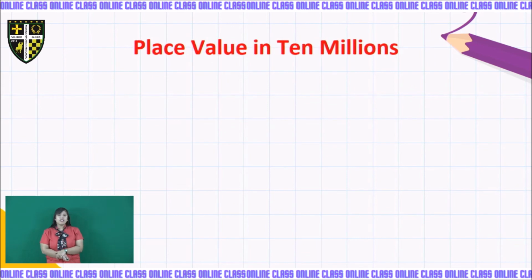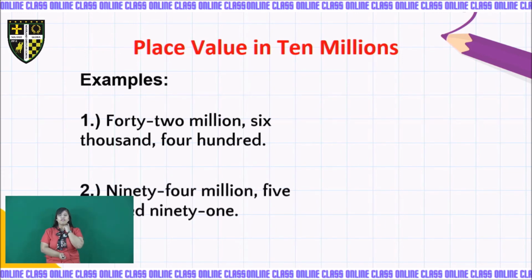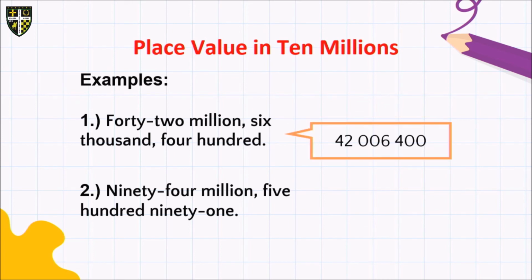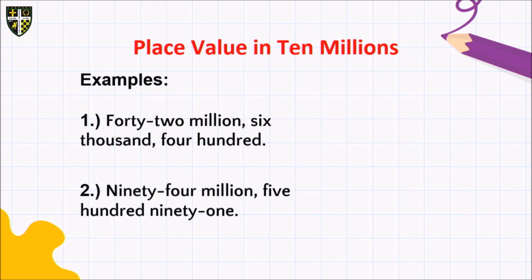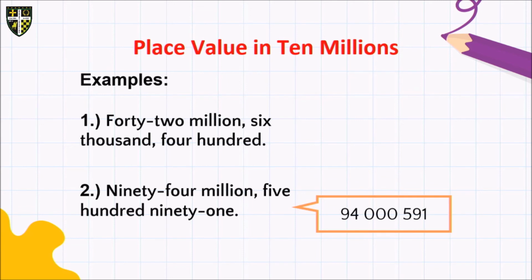For the 10 millions, we have an example of 42,006,400 and 94,000,591. For the first one, we have 42,006,400, or we can write it as 42 space 006 space 400. For the next one, we have an answer of 94,000,591, or we can write it again as 94 space 000 space 591.